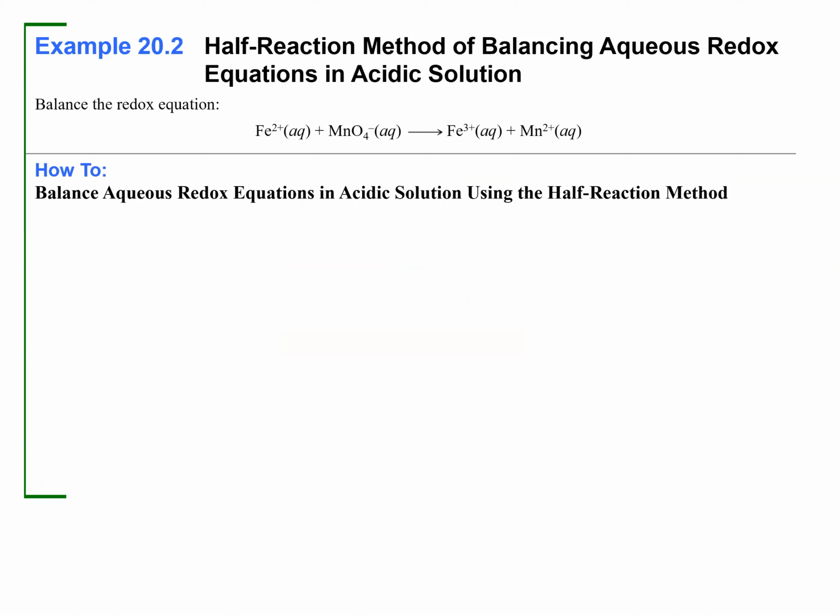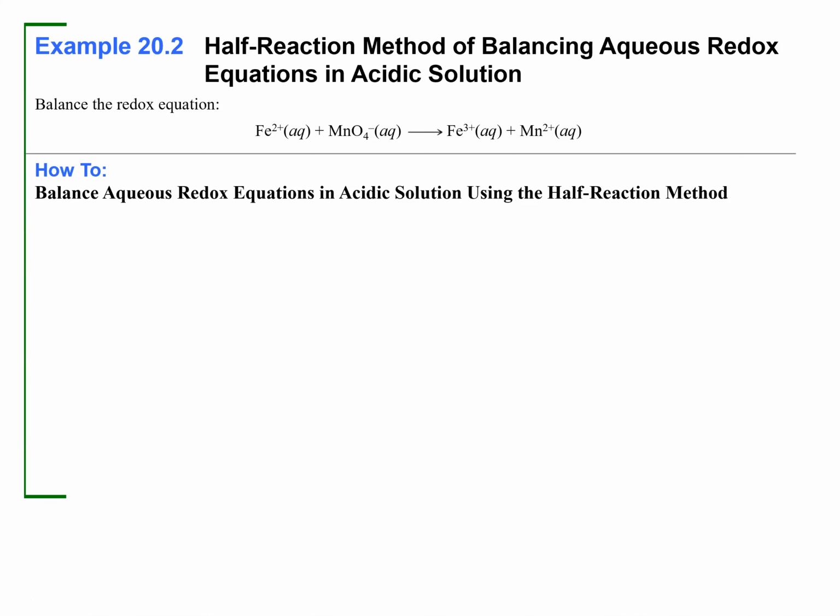And here's the next example. Let's balance this following redox equation. And this is going to be in an acidic solution. We have our iron 2 cations in aqueous solution reacting with aqueous permanganate, MnO4-, and this is going to react forming the products iron 3 cations and manganese 2 cations, both in aqueous solutions.